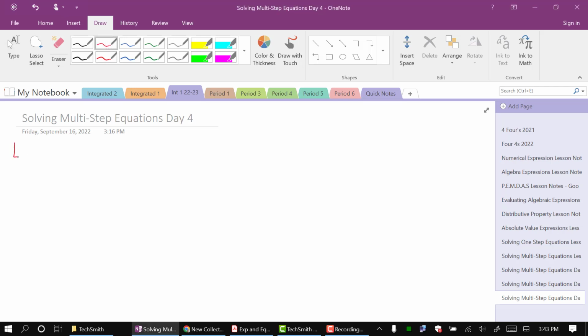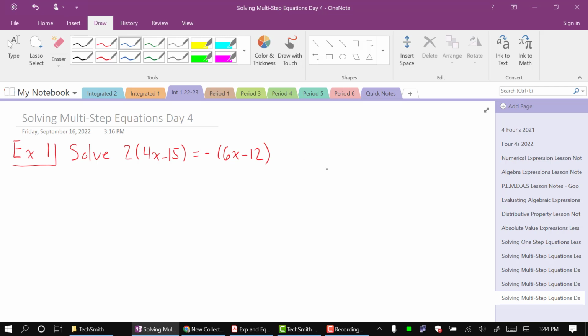So let's go ahead and start off with our first example. Example 1, I want to solve 2 times the quantity 4x minus 15 equals the opposite of 6x minus 12.